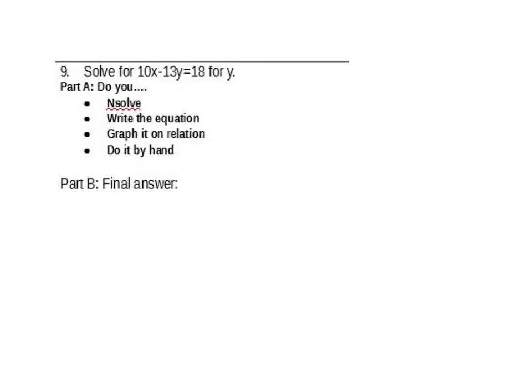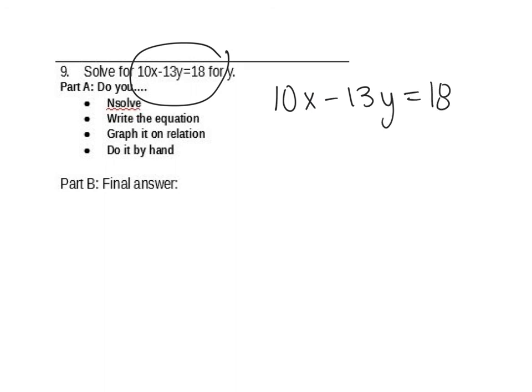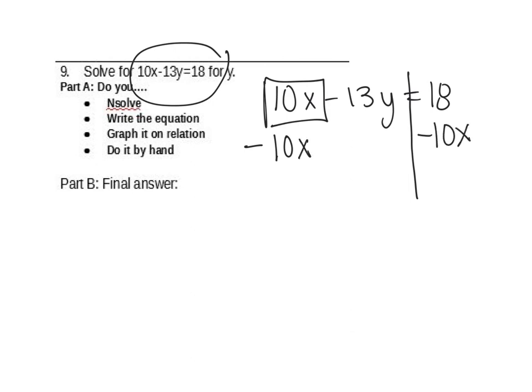Solve for 10x minus 13y equals 18. Okay, we're back to that one. So we have a positive 10x minus a 13y is equal to 18. I have a positive 10. What's the opposite of a positive 10? I'm going to subtract it. What I do on the left, I'm going to do on the right.